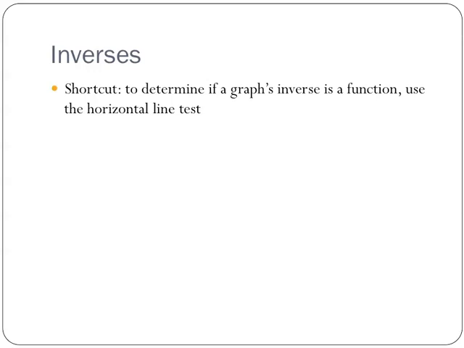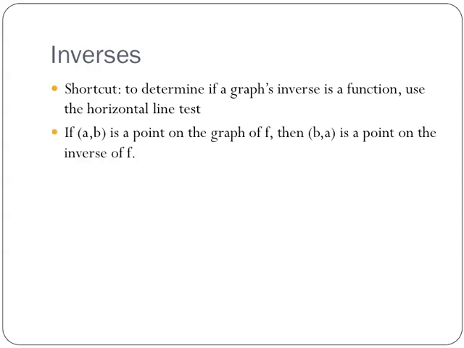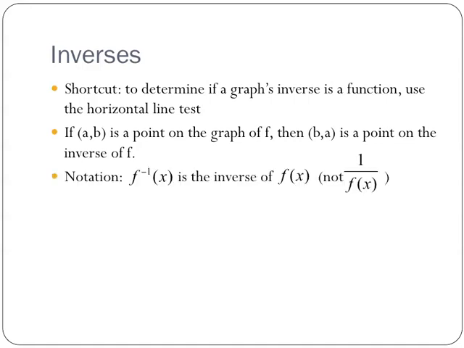In terms of coordinates, if (a, b) is a point on the graph of f, then (b, a) is a point on the inverse of f. In terms of notation, when we talk about the inverse of function f of x, we use this notation with a negative 1 that looks like an exponent. And just know that that notation refers to the inverse, and it does not mean that f of x is now in the denominator.